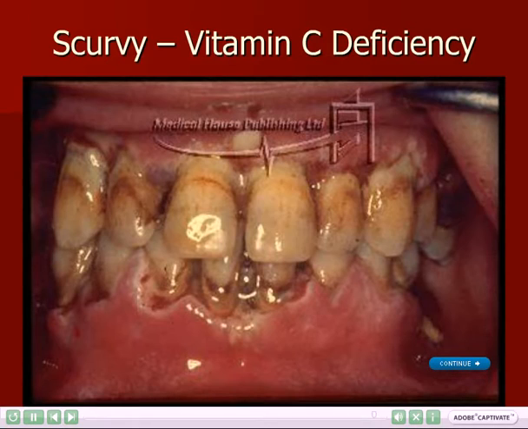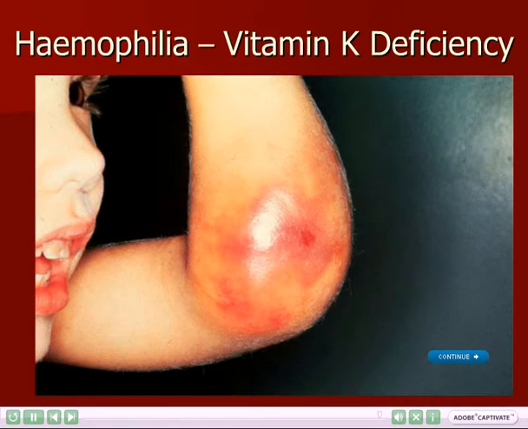Scurvy is caused by a deficiency in vitamin C. Scurvy causes areas on the skin and gums to bleed. Haemophilia is a disease in which the blood fails to clot and a person continues to bleed. It can be caused by a deficiency in vitamin K.